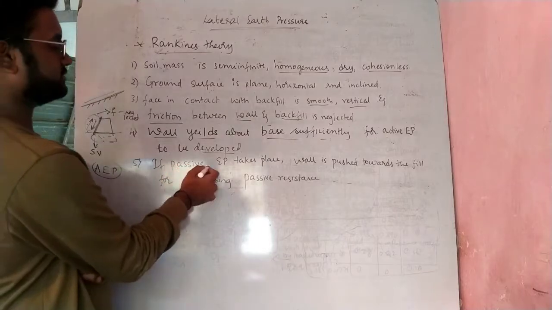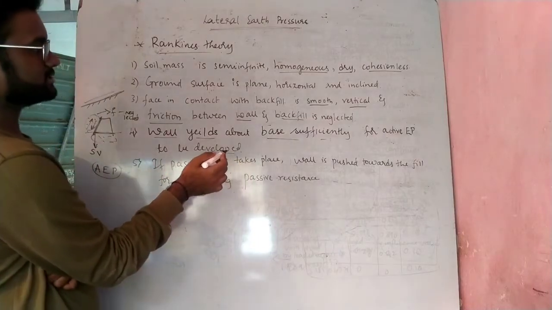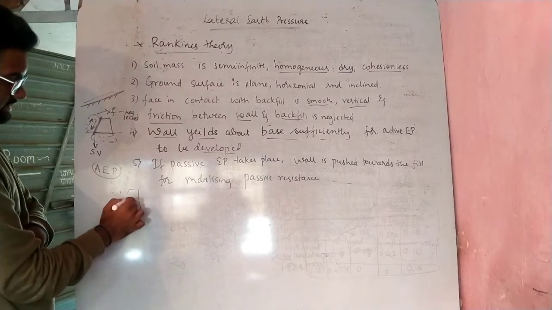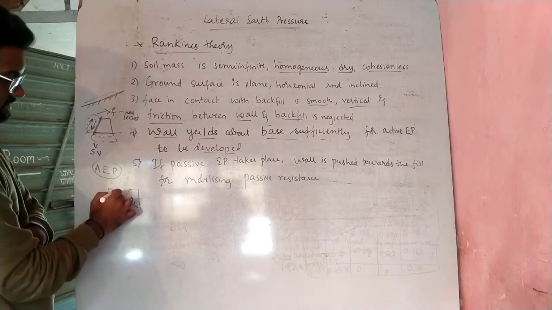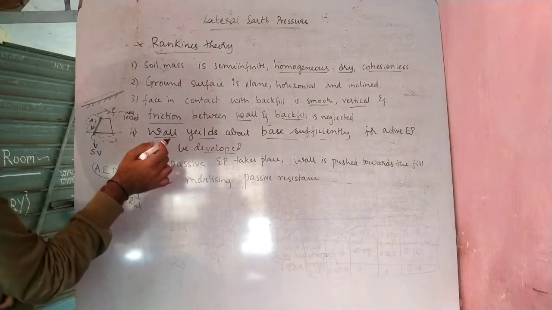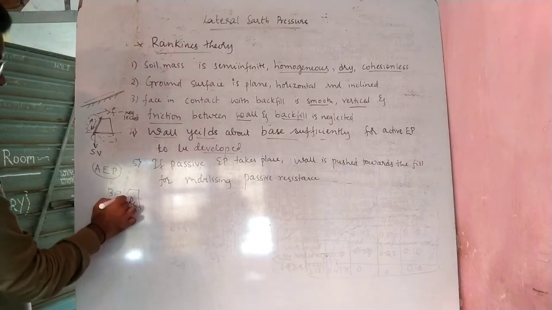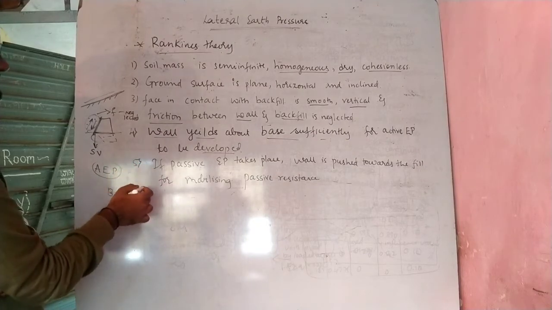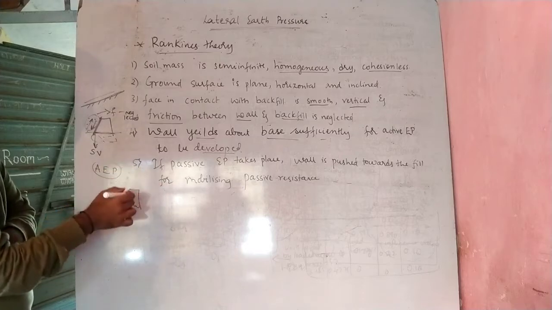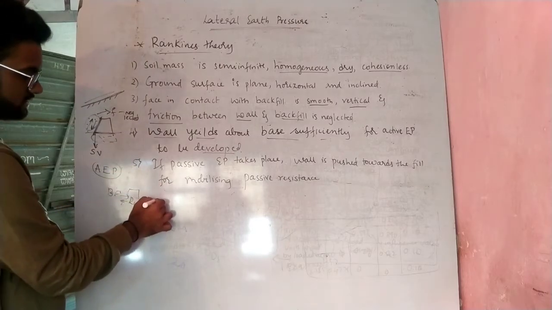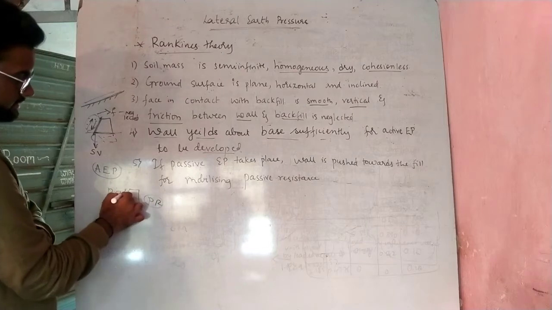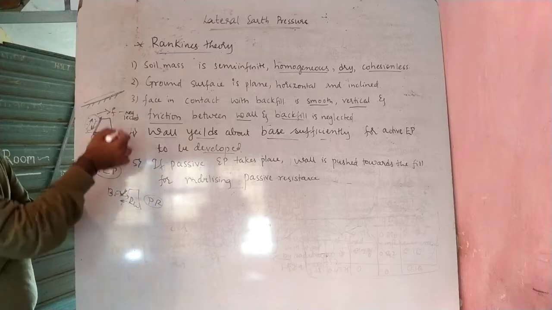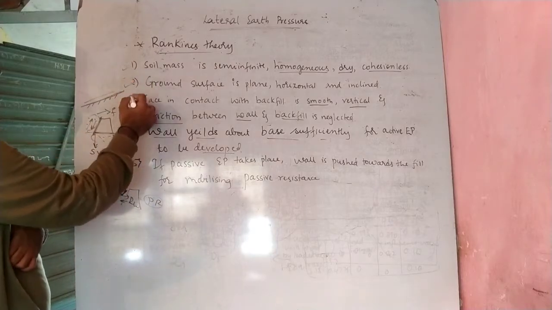If passive earth pressure takes place, the wall is pushed towards the backfill. If this is the backfill and this is the retaining wall, what happens here? The wall is pushed towards the backfill. That time there is the mobilization of passive resistance. Passive resistance is developed here, and this makes sure that there is a mobilization of the retaining wall. So this is Rankine's theory.